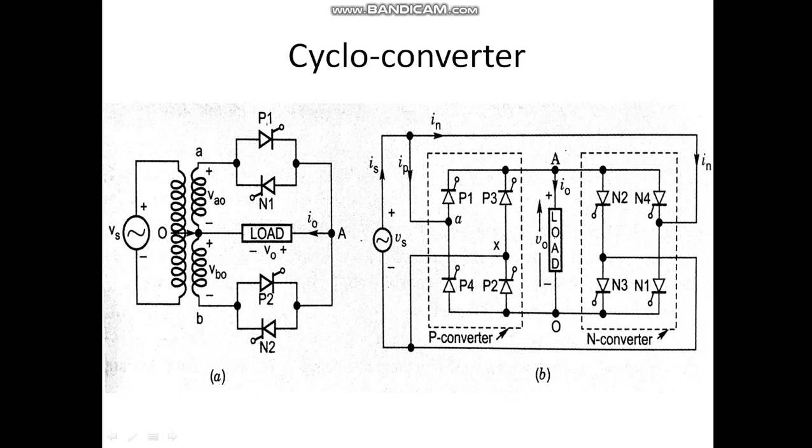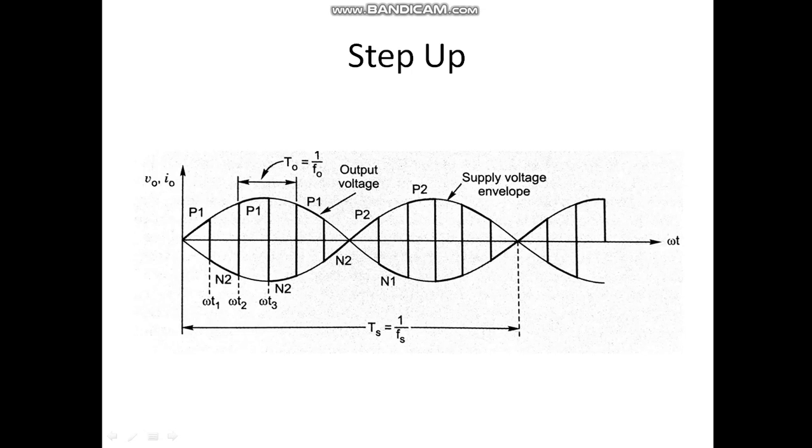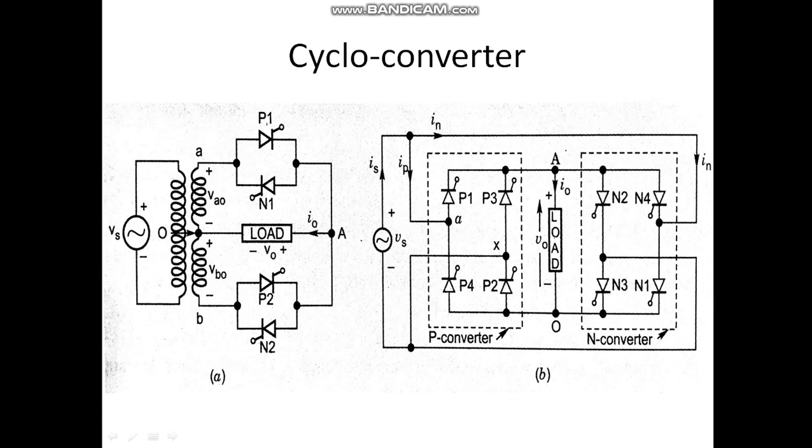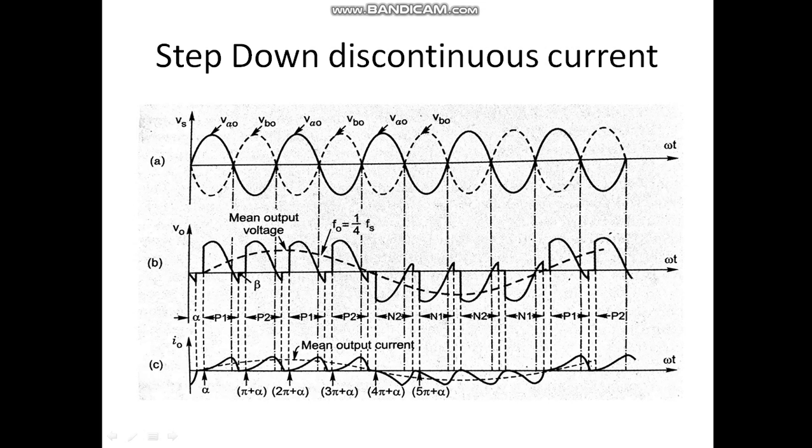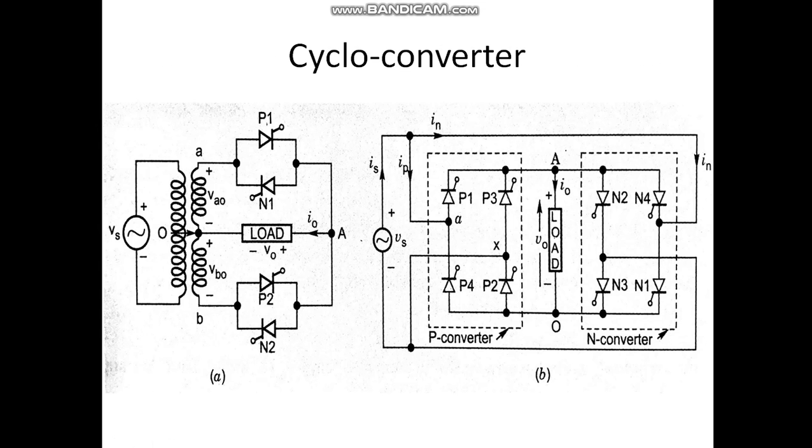So this terminal is positive with respect to this terminal, and this is the negative side. So P2 is conducting like this. Initially P2 is conducting, so the right side is positive with respect to the left side. At this point, N1 is made positive, P2 is force commutated. So what will happen? Now it will conduct like this.